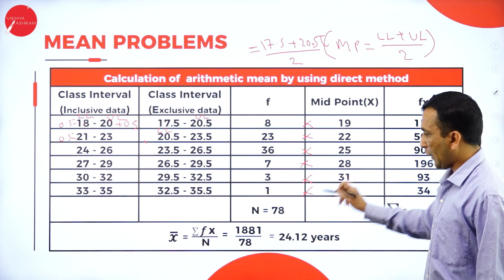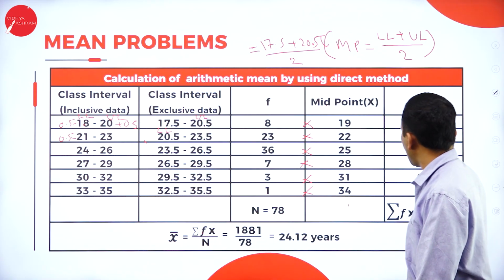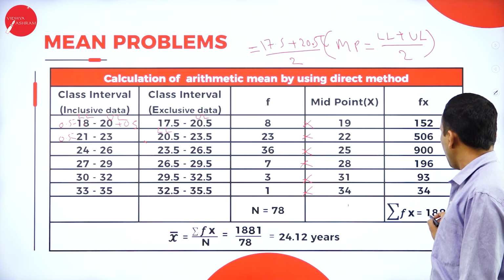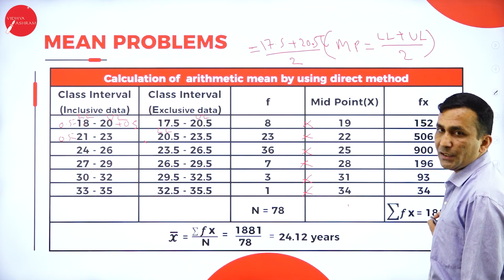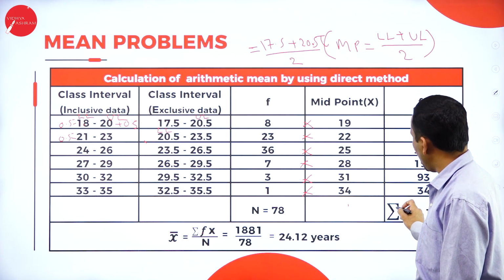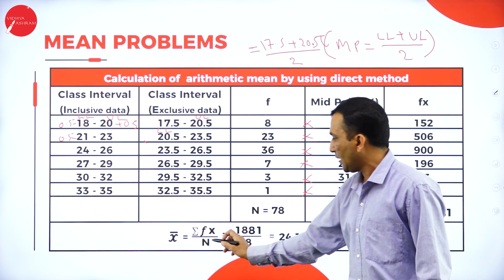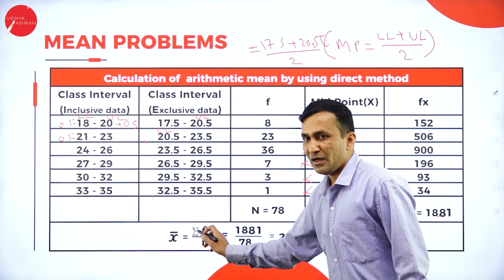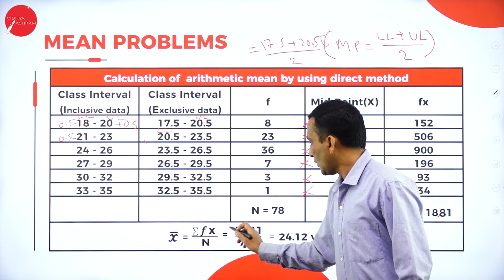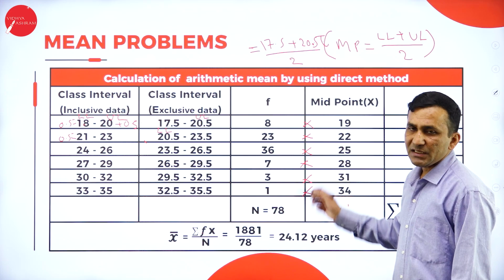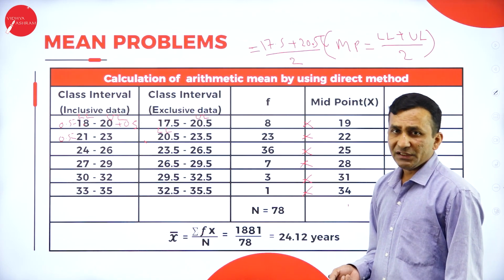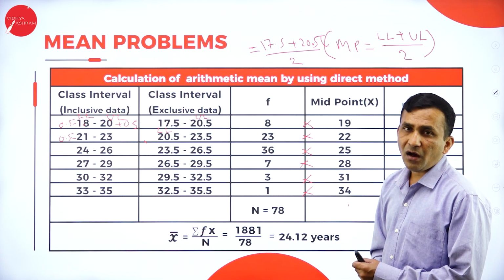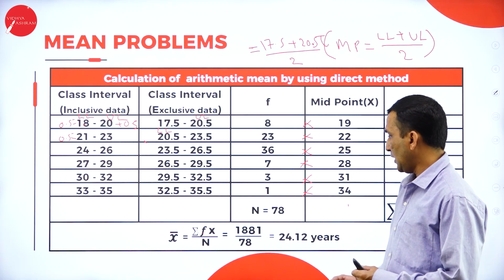So according to the formula I just want to take the summation of all these together. I add them up and finally I get 1881. Once I have the sigma fx value, I can directly substitute into the formula: x bar is equal to sigma fx divided by n. Now the x series I am getting is two-digit, so for that reason I could also solve it in the step deviation or assumed mean method, assumed arithmetic mean.